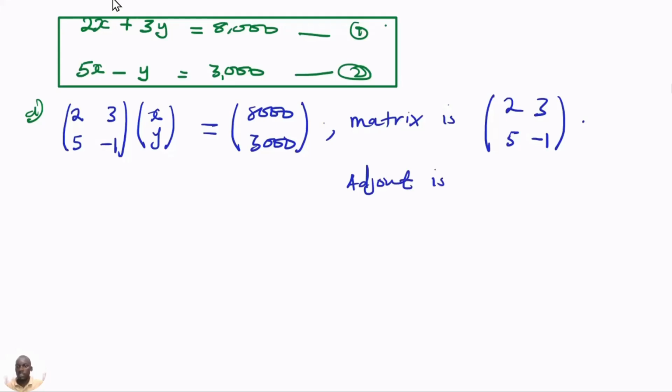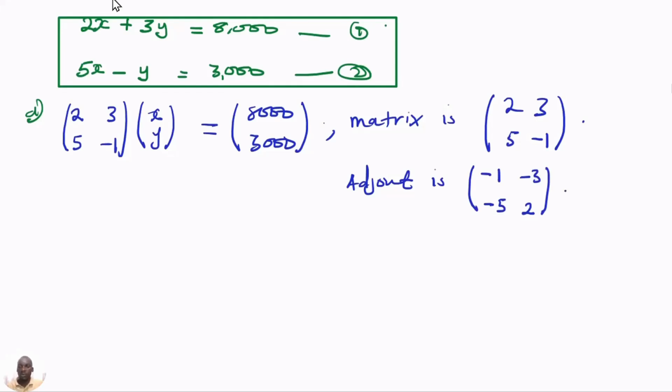Adjoint is, so we change the entities in the major diagonals. We are going to change, this is now negative 1. Then the 2 comes down here. Then the entities in the minor diagonal, we apply the negative. So this becomes our adjoint.